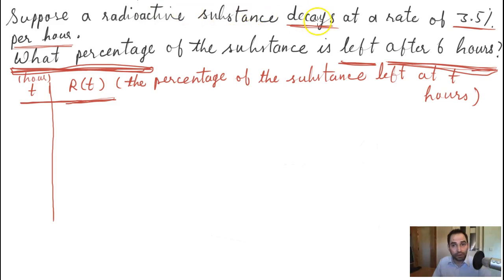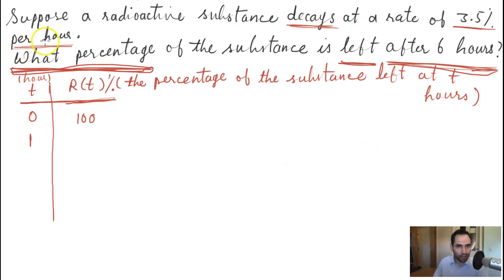So here we have a radioactive substance that decays at a rate of 3.5% per hour. Decaying at the rate of 3.5% per hour means that at hour 0, when t is equal to 0, no time has passed, you have 100% of the radioactive substance left. Remember that this is a percentage. So the output of this function is a percentage. Whatever the output is, you put a percentage sign after it, and that is how you should interpret the output of the function. After 0 hours you have 100% left, because after 0 hours no decay has taken place.